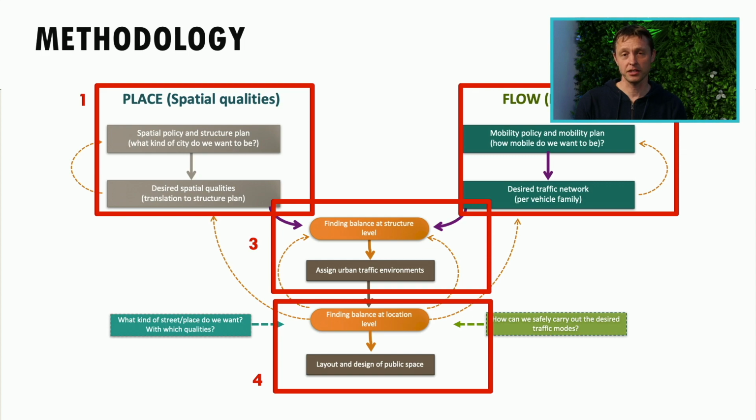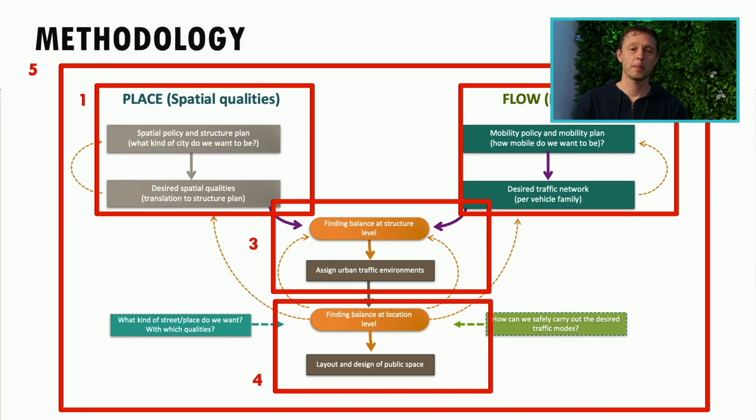And then the final step, once we set the set of conditions and qualities we want to achieve, we can go to the actual design. And that's the fourth stage in this methodology. And we might have to do, again, some balancing by taking a closer look at what's going to happen in that particular street.